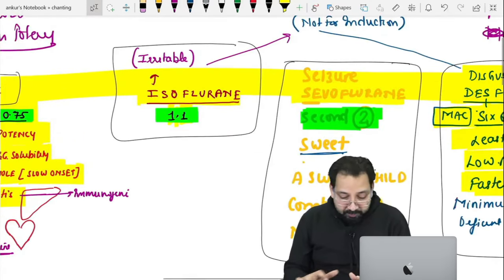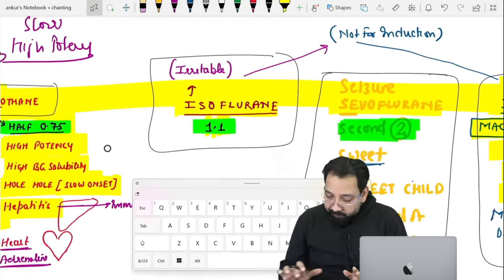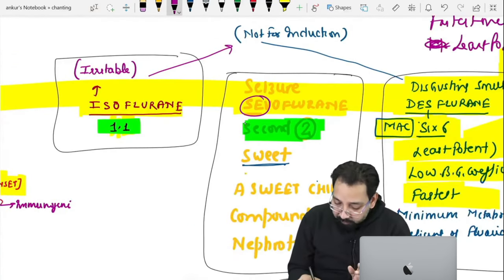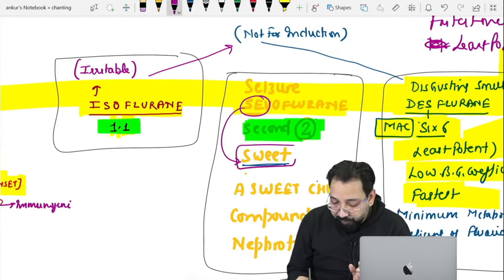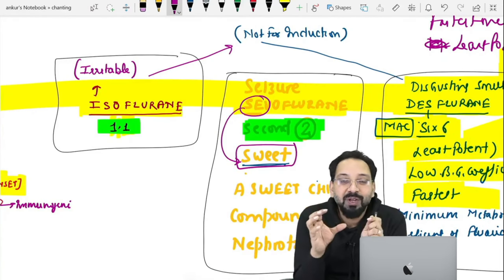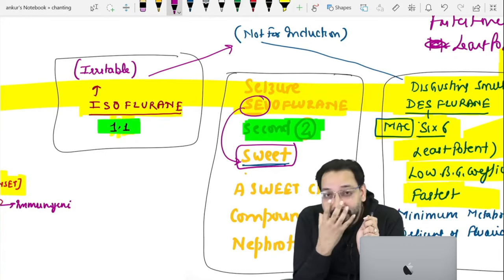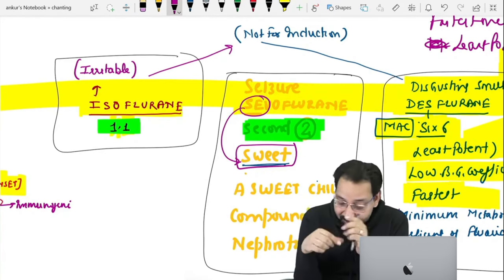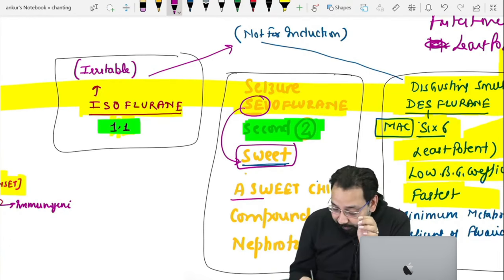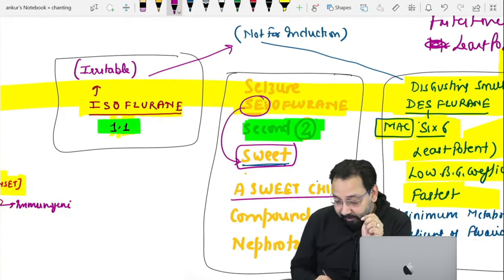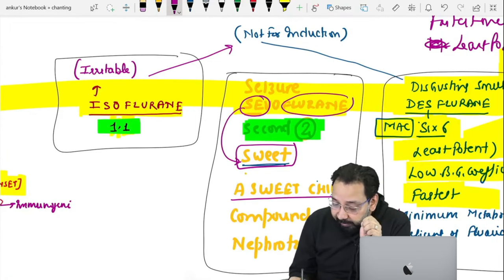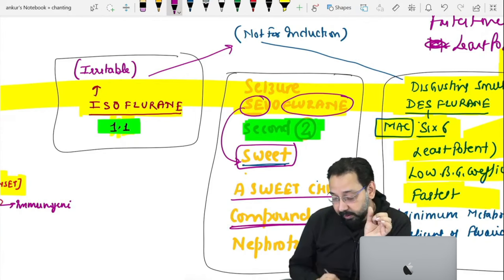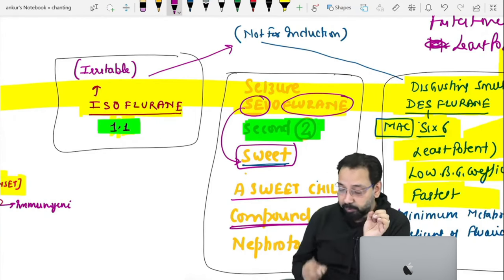Isoflurane I will discuss. The mnemonic is there for sevoflurane. By name itself you will remember, S4 sevo, S4 sweet, the sweet odor. When it has a sweet odor, you can give it as an induction agent also. Yes, mnemonic is a sweet child. This sevoflurane, fluoride is toxic. Fluoride makes compound A. This compound A is nephrotoxic.